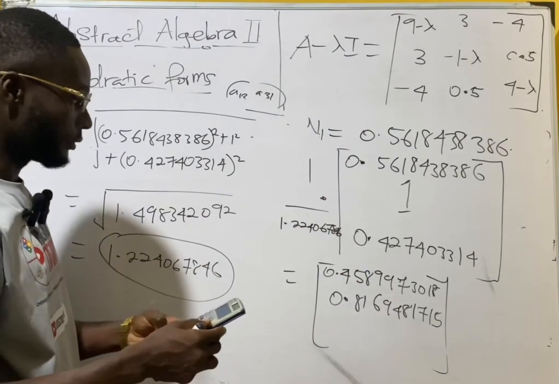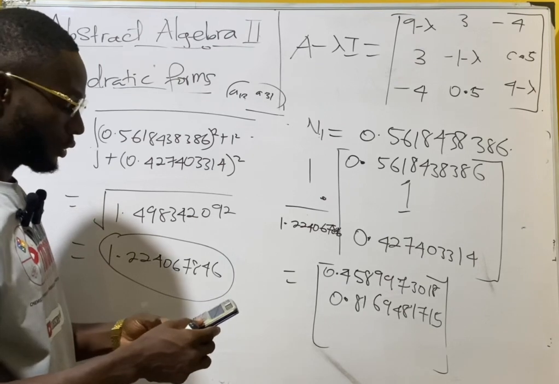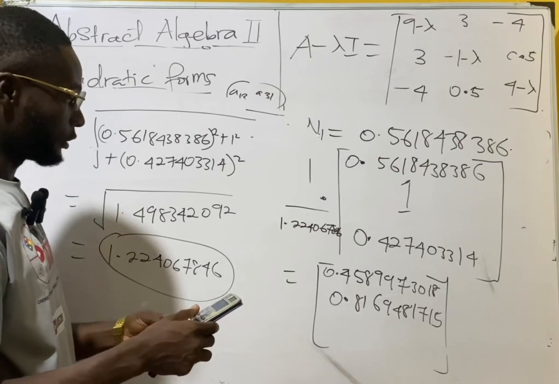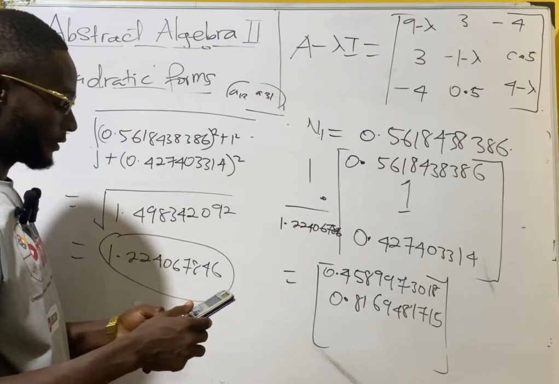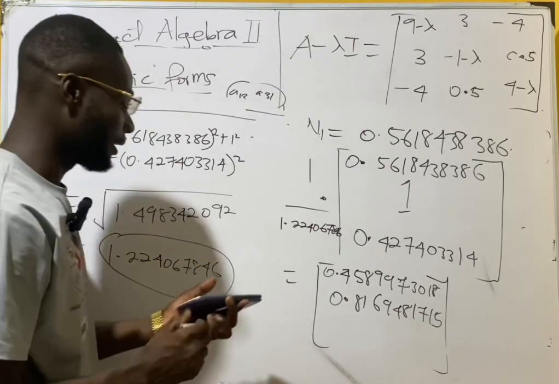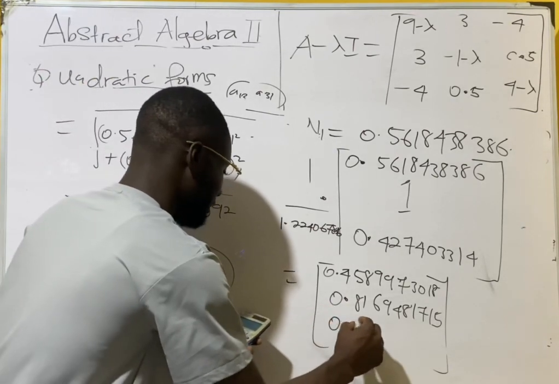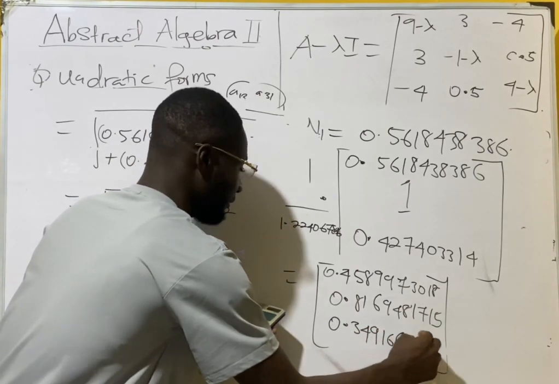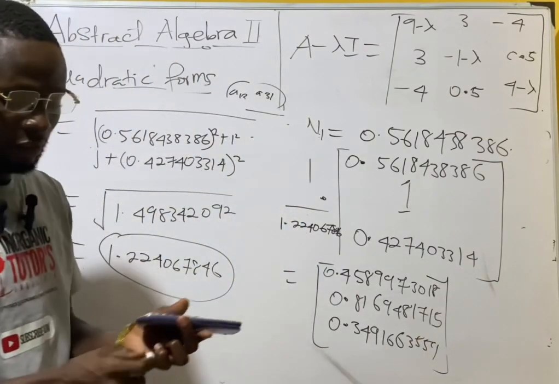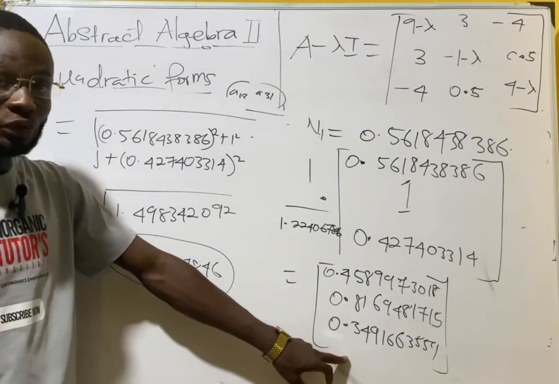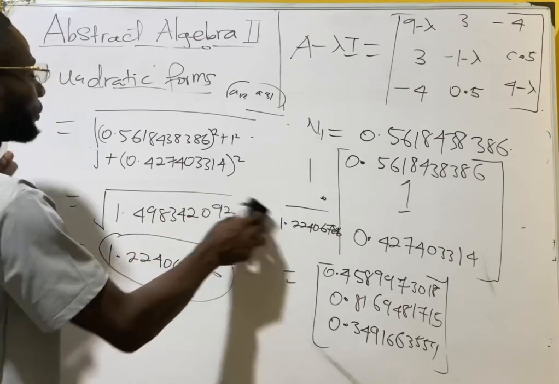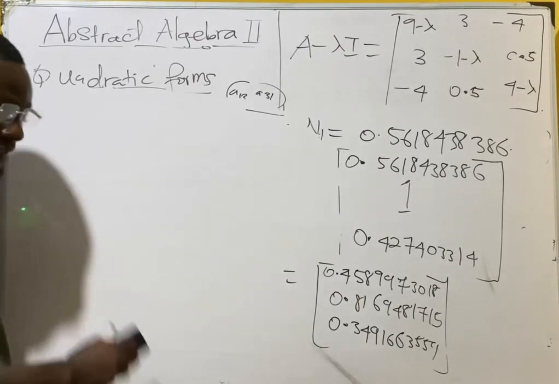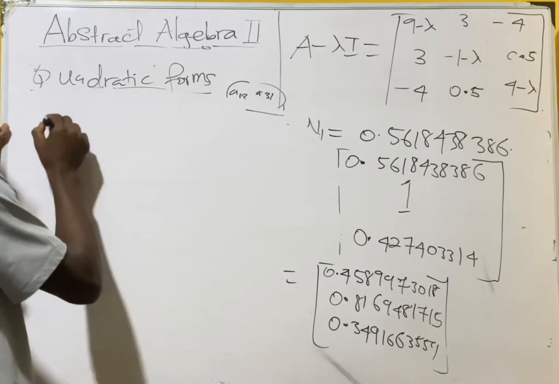Okay, and then the last one is going to be this over 1.22406786, so 0.427403314 divided by 1.22406786, right? So that is also 0.34916635559. Okay, so these are our normalized values at eigenvalue 11.68 or 11.6777.